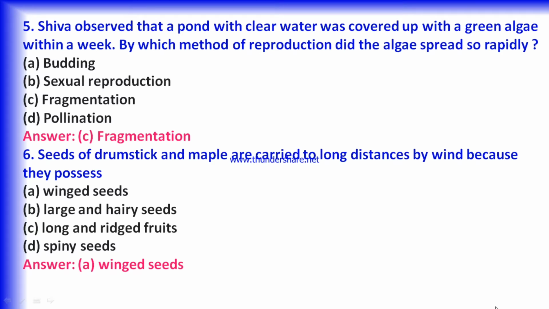The options: by budding, by sexual reproduction, by fragmentation or by pollination. And here is the clear answer: by fragmentation. By the fragmentation process, green algae reproduce within a week, by fast methods. Next question: seeds of drumstick and maple are carried to long distances by wind because they possess winged seeds, large and hairy seeds, long and rigid fruits or spiny seeds. And the answer is winged seeds.